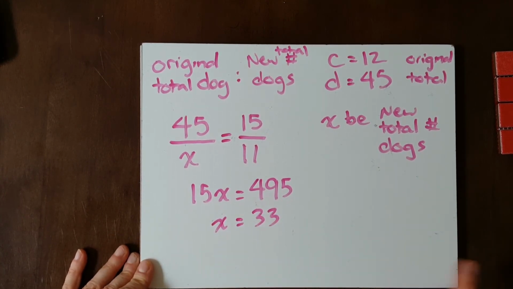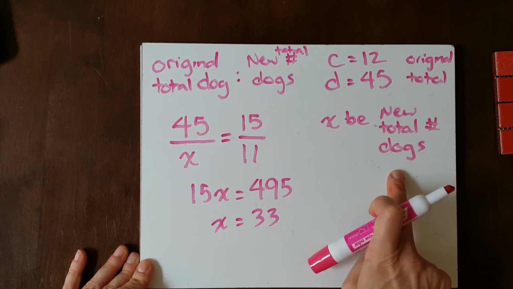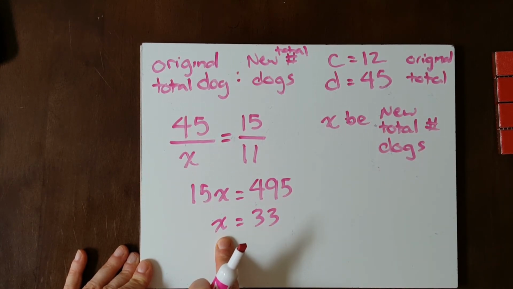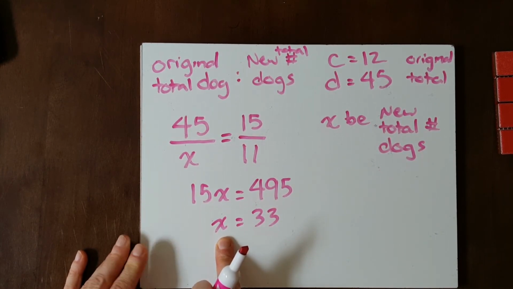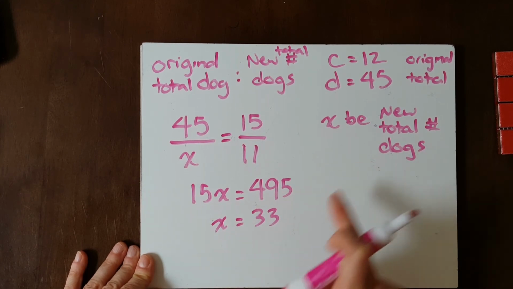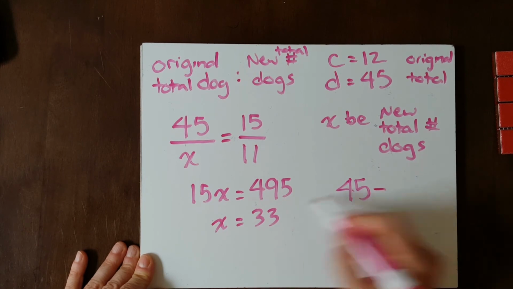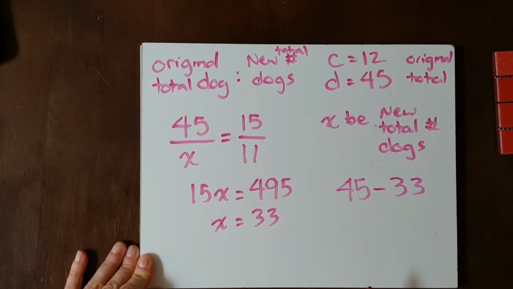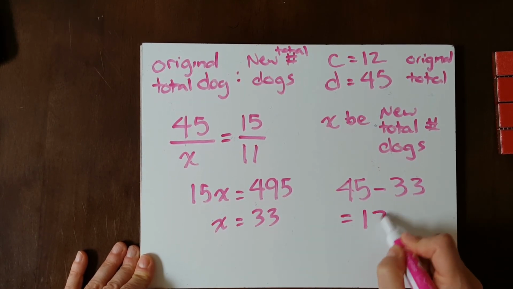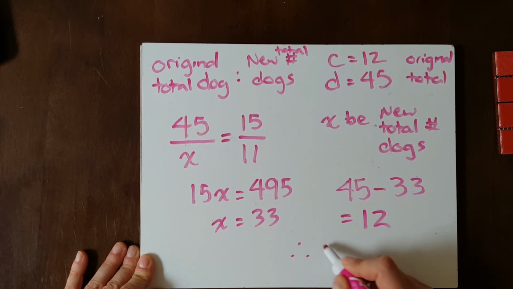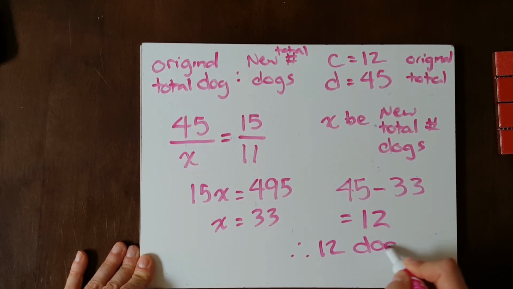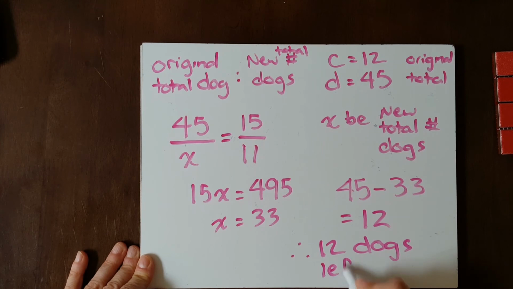If x is the new total of dogs, this is how many dogs I have in total. I want to know how many left. So if I take my original, which is 45, minus my 33, I end up with 12. So therefore, 12 dogs left.